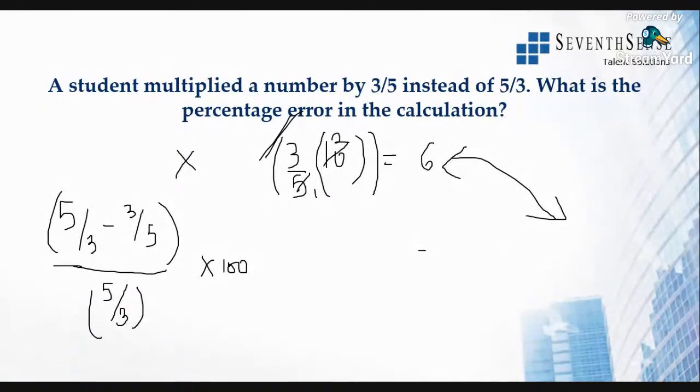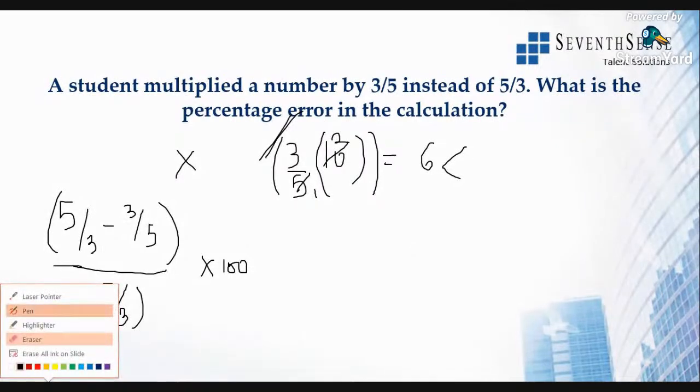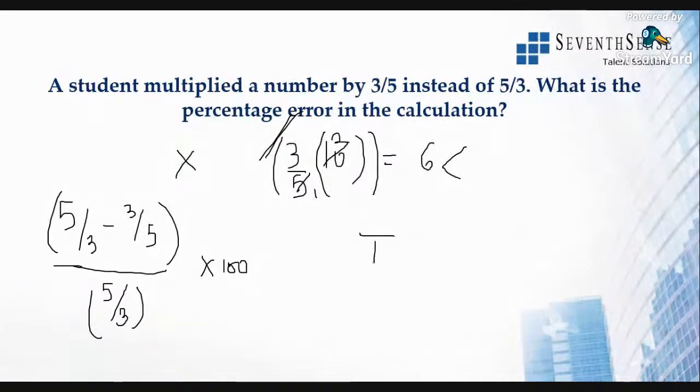That was just a simple example. So now the numerator will be 25 minus 9, so the numerator will become 16 by 15. The denominator will go to the numerator, so it will become 3 by 5.